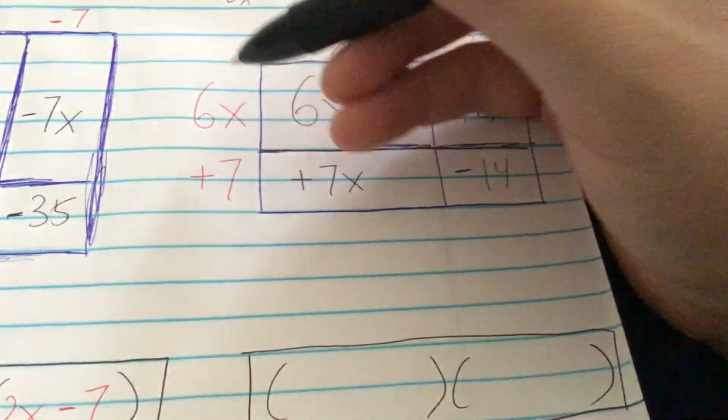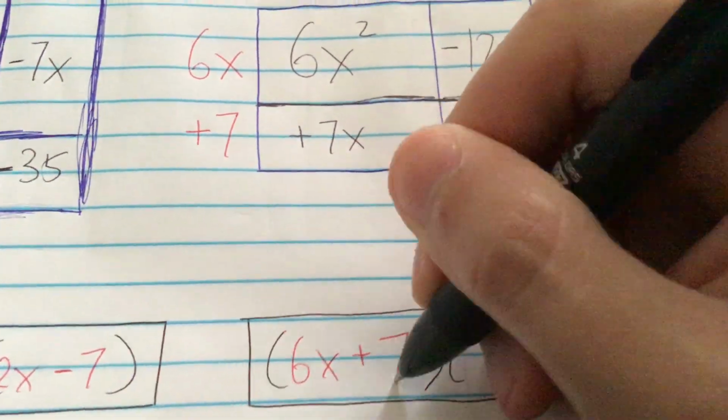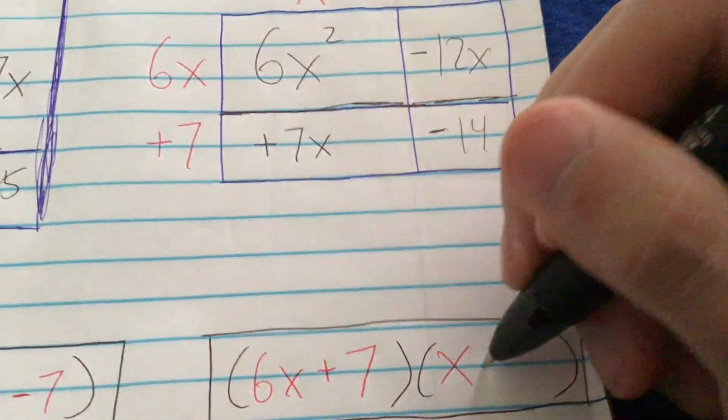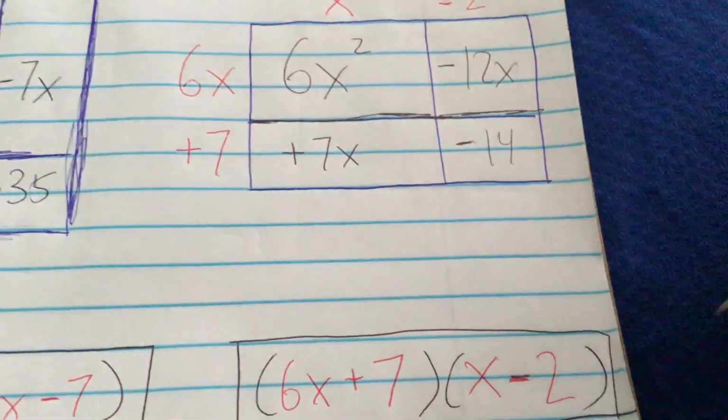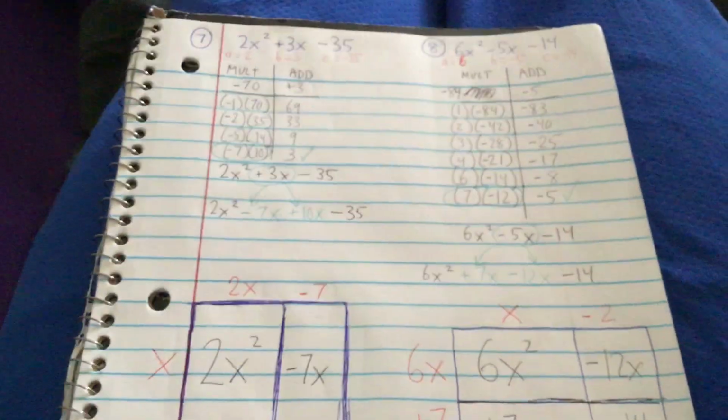So I can break this down into 6x plus 7 times x minus 2. And I know this was a lot for one day, but this is a tough unit, so you need as much practice as possible.